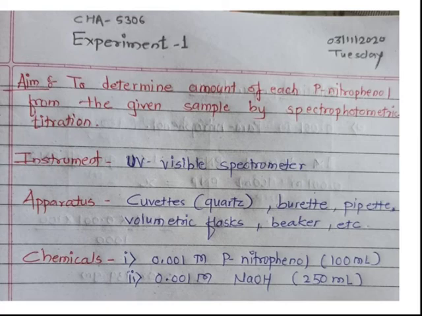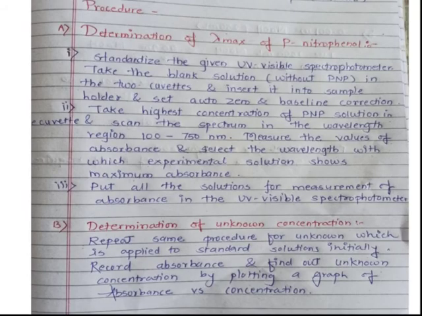The instrument required for this experiment is a UV visible spectrophotometer. Apparatus required are cuvettes, burette, pipette, volumetric flask, beaker, etc. And chemicals which are required for this experiment are 0.001 molar para-nitrophenol, 100 ml, and 0.001 molar sodium hydroxide, 250 ml. Procedure is written here.